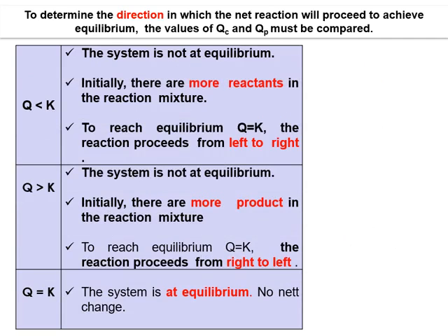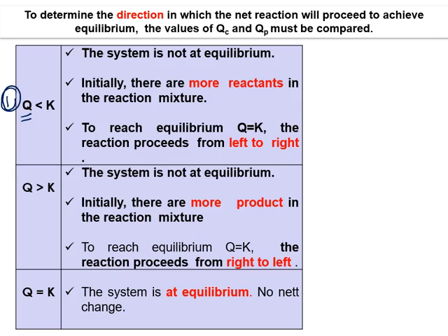So, to determine the direction in which the net direction will proceed to achieve the equilibrium, the values of QC and QP must be compared. Okay, contoh untuk kes yang pertama, if the calculated Q, awak kena kira nilai Q. If the calculated Q is smaller than K, that means the system not at equilibrium. What is mean by the system is not at equilibrium? Initially, there are more reactants in the reaction mixture. To reach the equilibrium, Q equals to K, the reaction proceed from left to the right. Okey, tak faham yang ni kan?